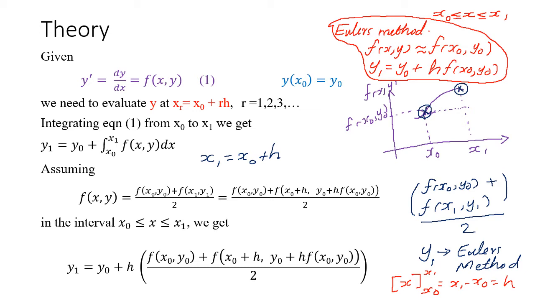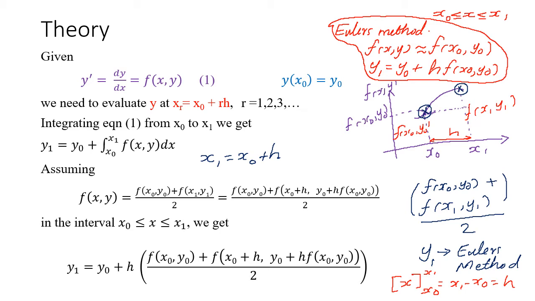Why? Using the trapezoidal rule, the idea is this. In the trapezoidal rule, this size is basically h. The integral is equal to the area under this graph. How will you calculate the area? These are parallel sides. This side is f of x0 y0. This side is f of x1 y1.